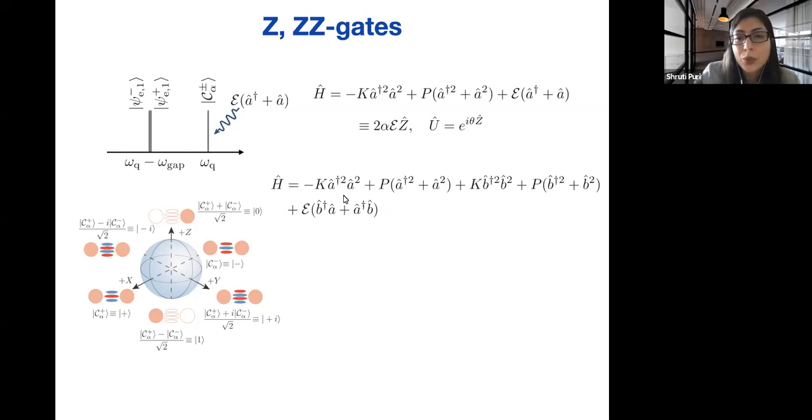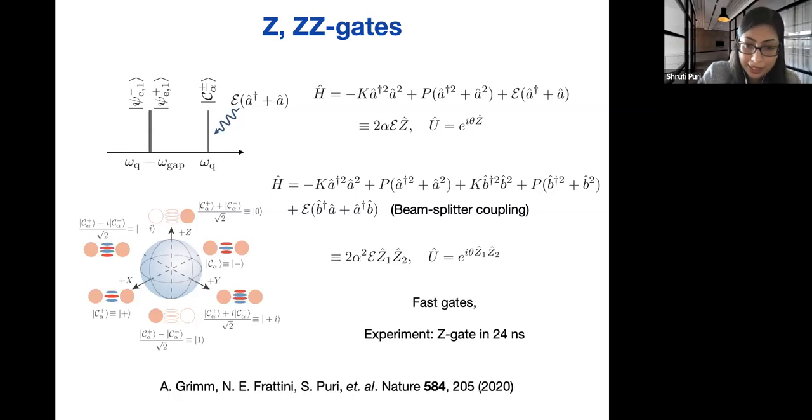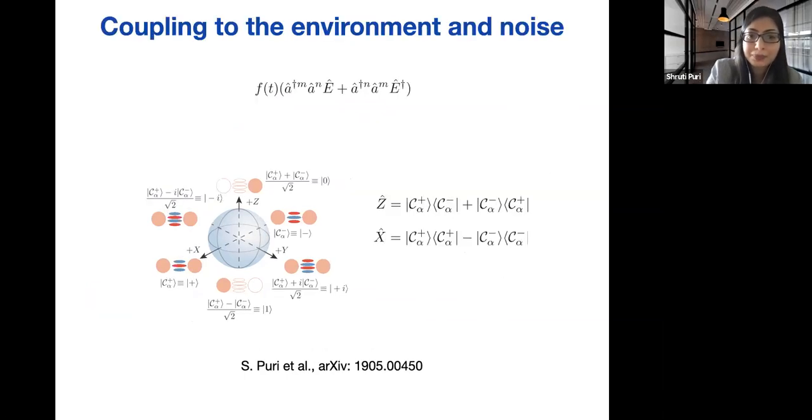And similarly, if you couple 2 such nonlinear cavities, this is just a simple beam splitter coupling, which can be easily realized in superconducting circuits. And this allows you to do a Z1 Z2 gate. Again, these gates can be very fast. In the experiment, they have been able to do a Z gate in about 24 nanoseconds. And compare this to the lifetime of 20 microseconds. It's amazing. Okay, so now I've talked about how the user can control the system.